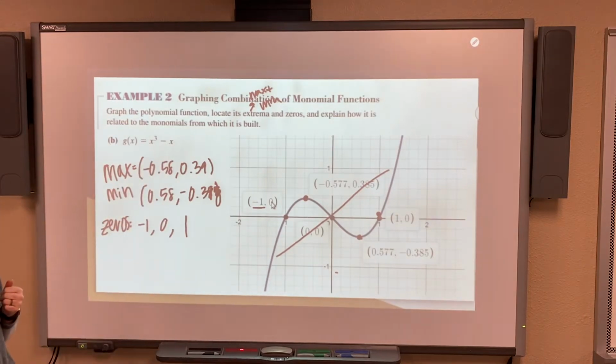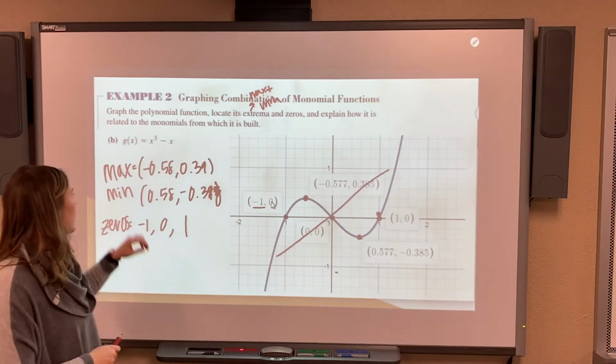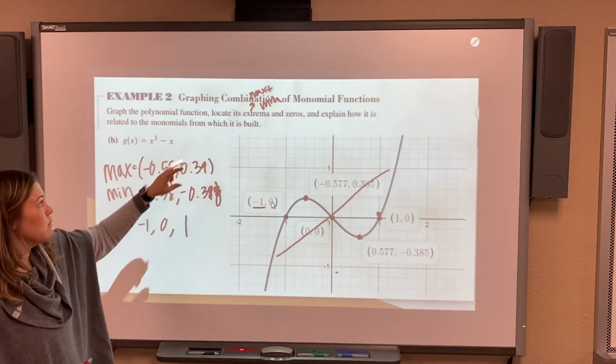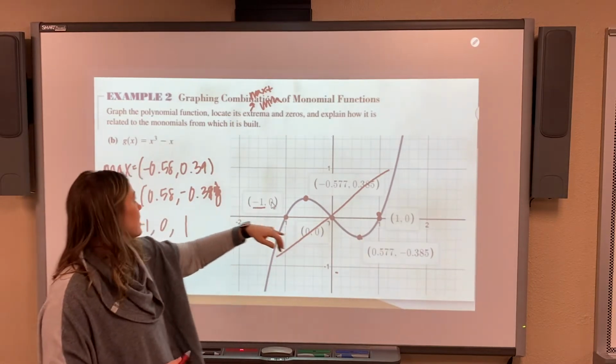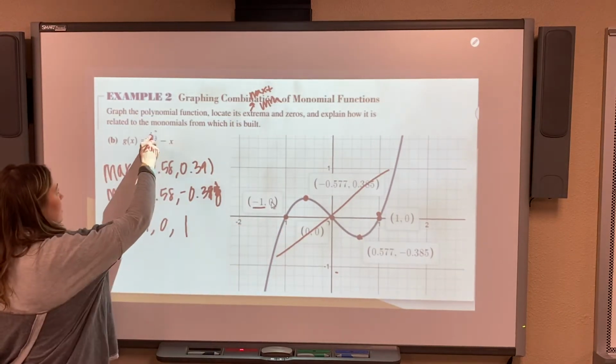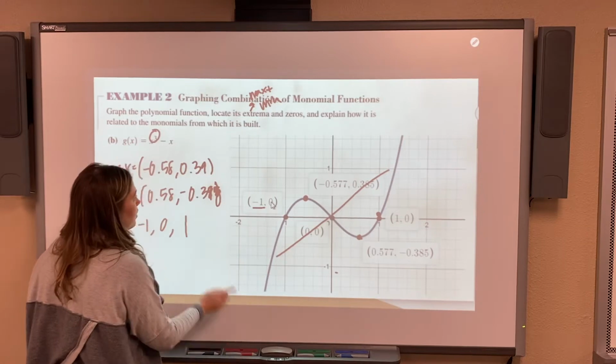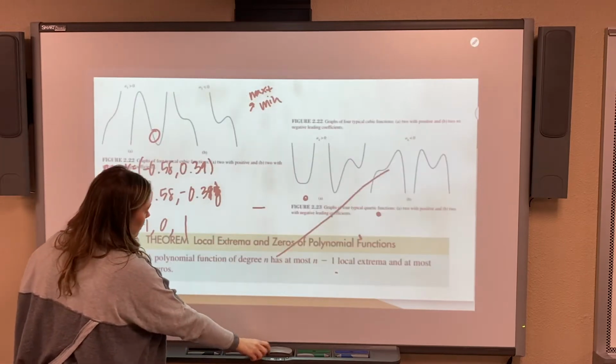Okay, and so that's all we have to do here. You notice we have one maximum, we have one minimum, so we have 2 local extrema. And then we have 3 zeros, and that is based off this right here. Okay, and so we'll go back to that.